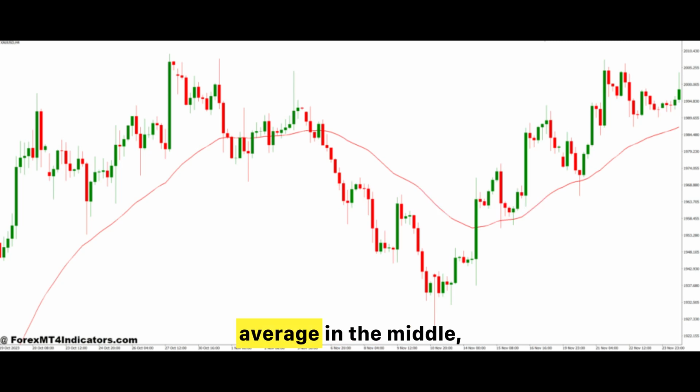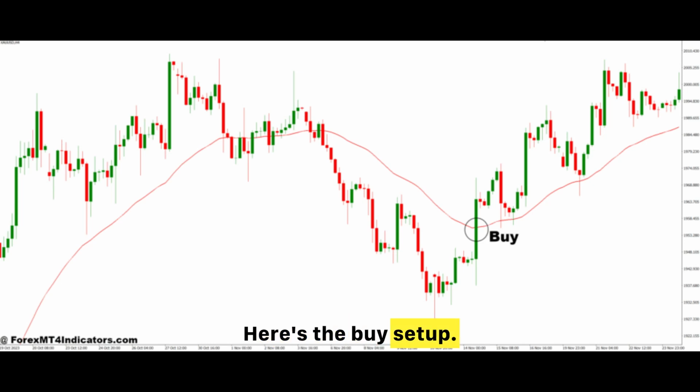It plots a moving average in the middle, with an upper and lower envelope band wrapping around it like a price channel. When the bands widen, volatility is picking up. When they squeeze in, the market is consolidating.